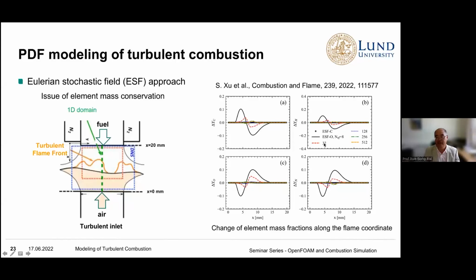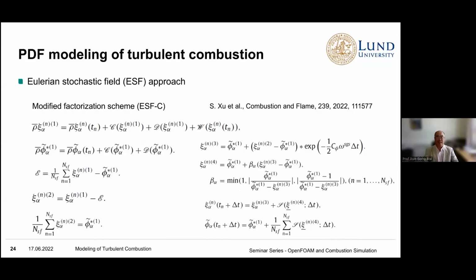Although increasing the number of stochastic fields can decrease such an error, usually in OpenFOAM engine simulation, 8 fields is often used. That's because using more fields, like 32, is much more expensive. So what we did, we have this work recently published in Combustion and Flame. We have modified the factorization scheme. This was Dr. Xu and Dr.